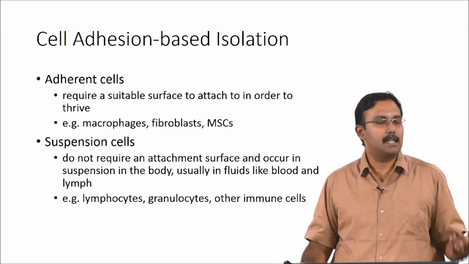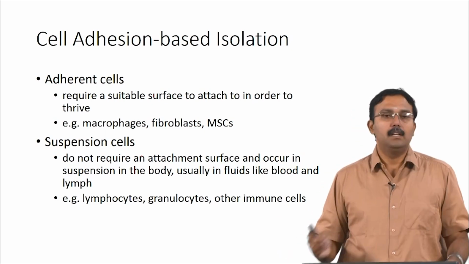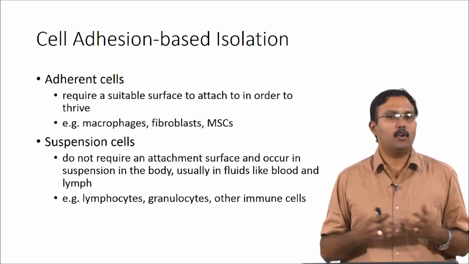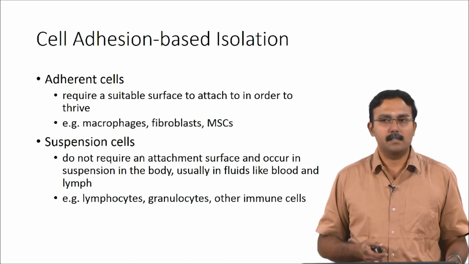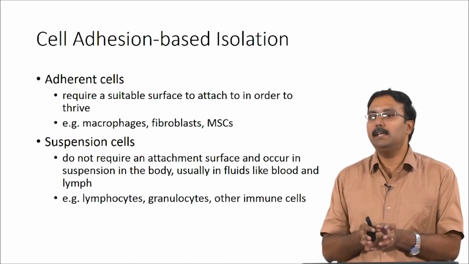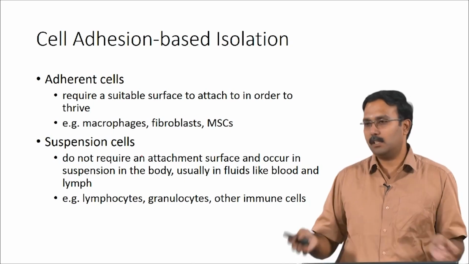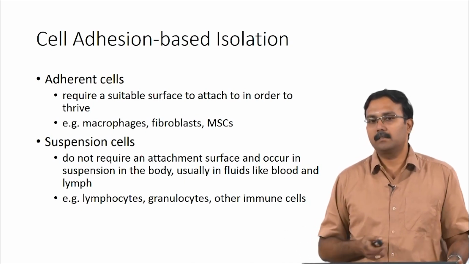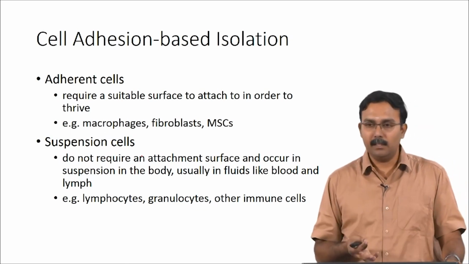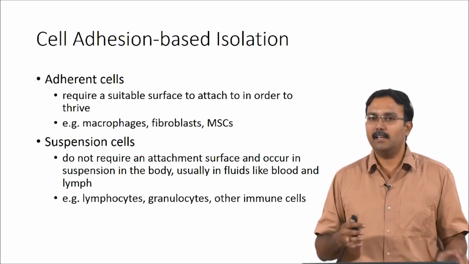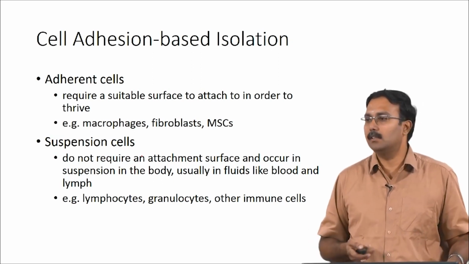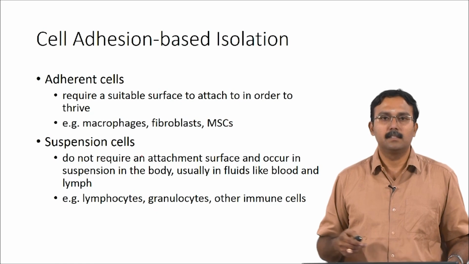Lymphocytes, granulocytes and other immune cells are all examples of suspension cells. Cancer cells which have actually lost the ability to be adherent are also suspension cells. Some cancer cells, due to mutations, lose their ability to be adherent. So, they do not have to be adherent, they will be in suspension. So, those cells are also suspension cells.